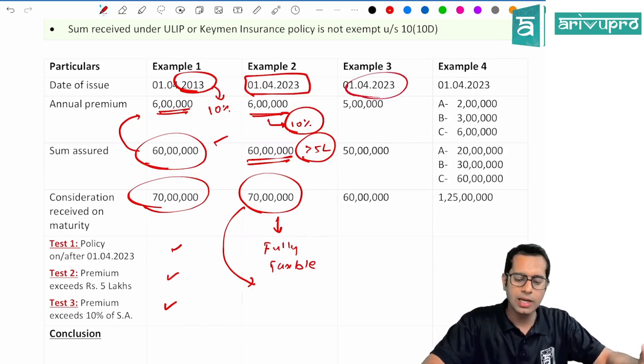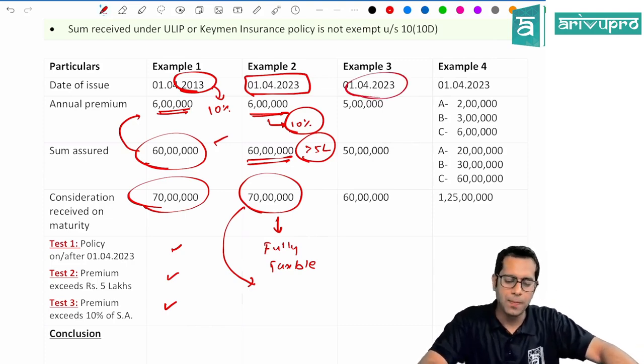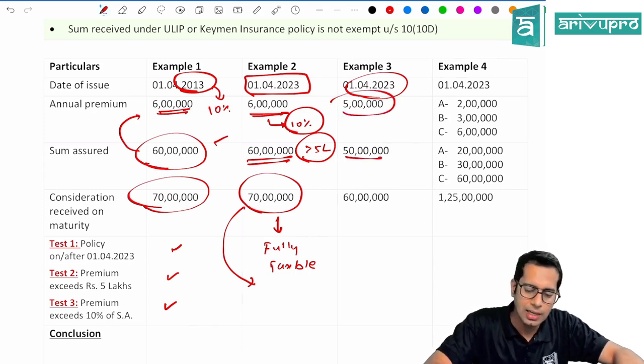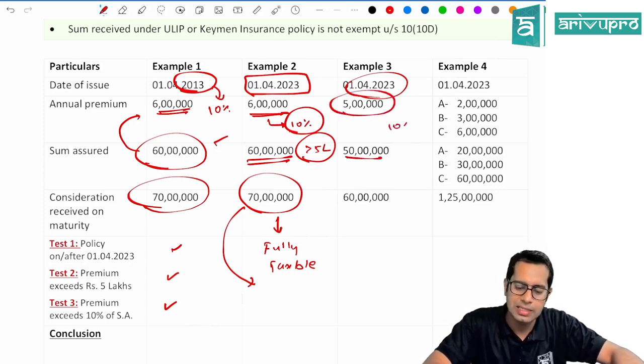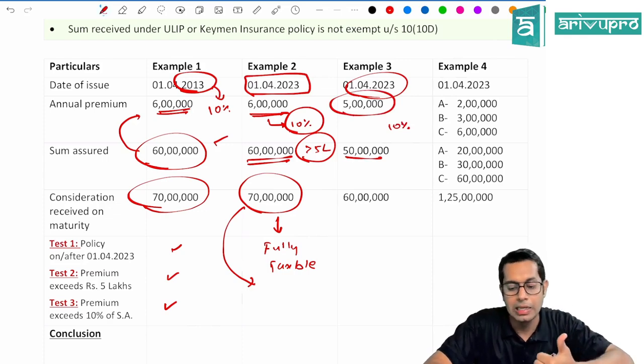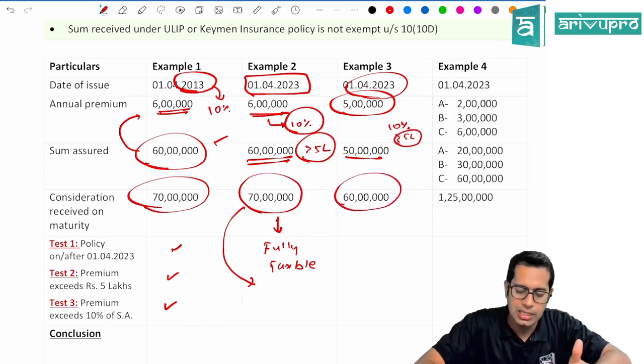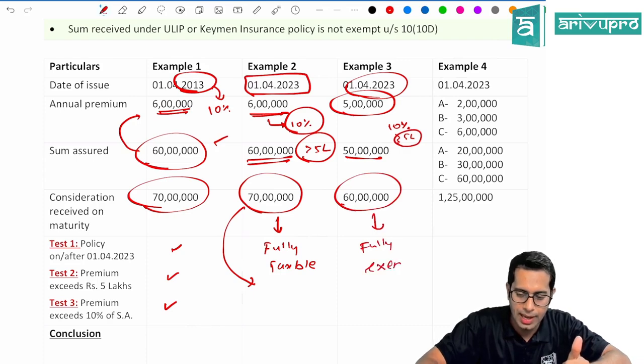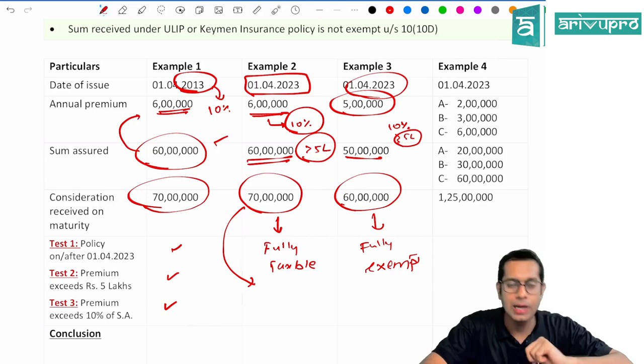Next, I have taken the policy on 1/4/2023. Policy is for 50 lakh and I am paying a premium of 5 lakh. 5 lakh is 10%, so no problem. And the amount is also not more than 5 lakh, therefore no problem. In this case, whatever amount I am receiving is fully exempt. Sir, what if I have taken more than one policy?